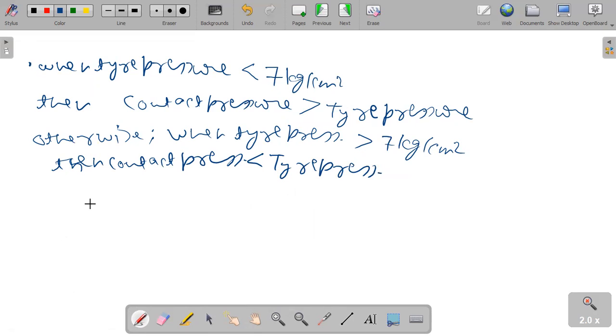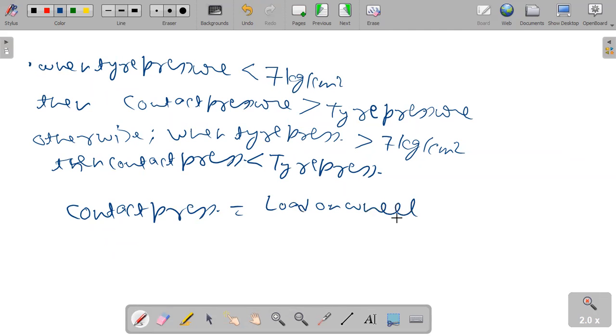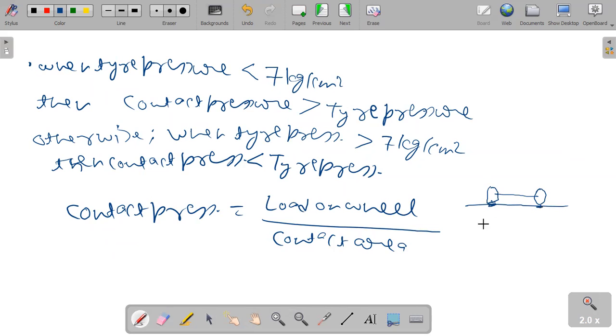So basically, contact pressure is equal to load on wheel upon contact area. Contact area means, let's see, this is a road and there is your wheel. So this is our contact area.